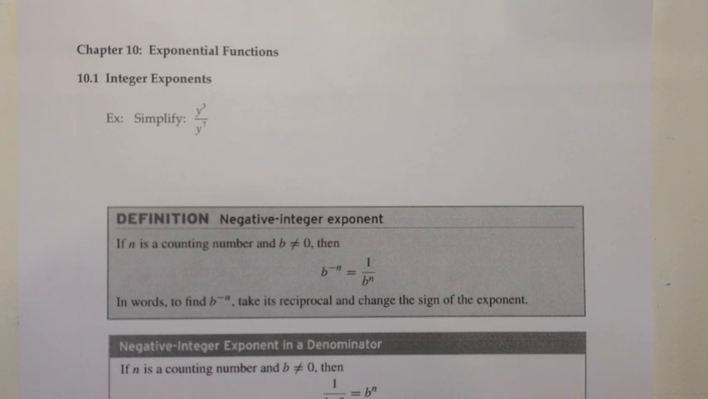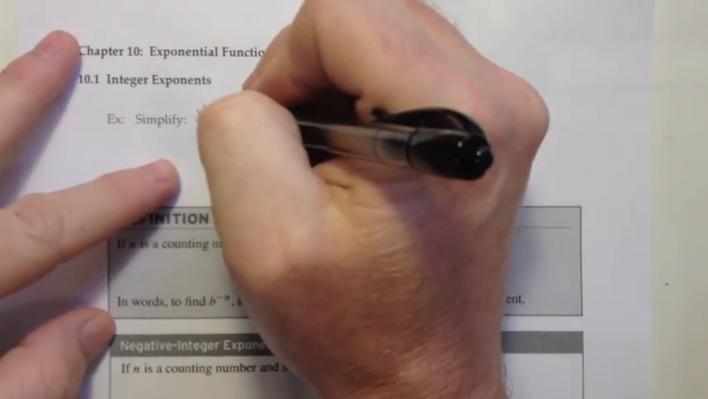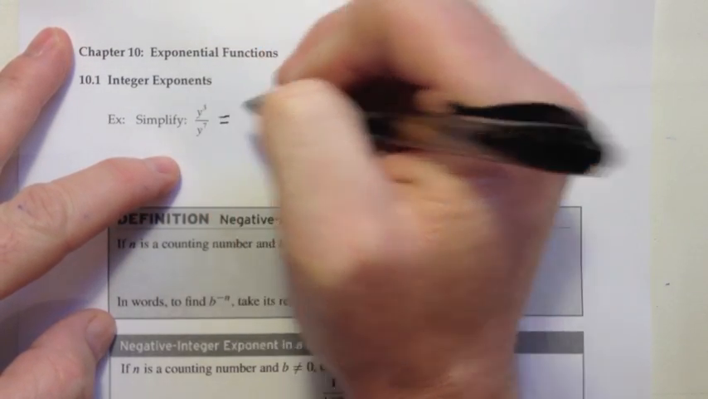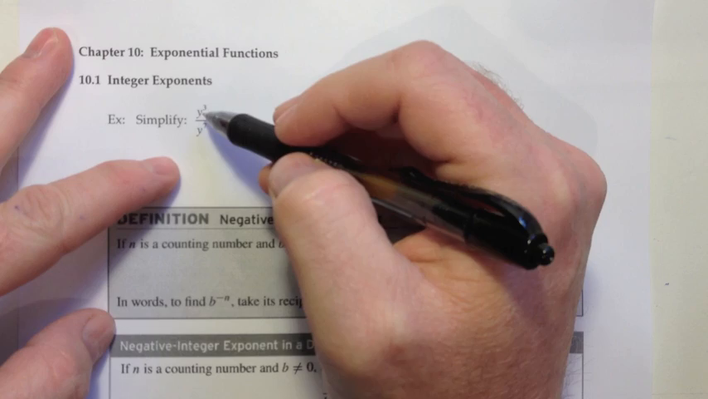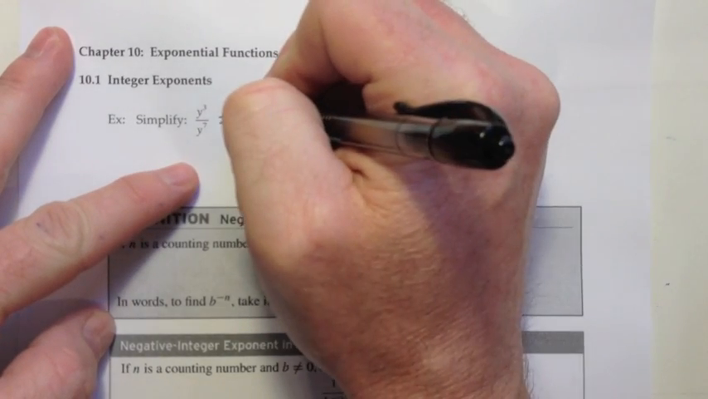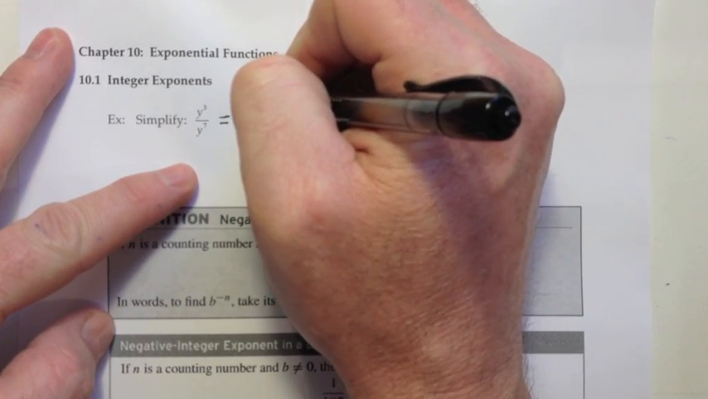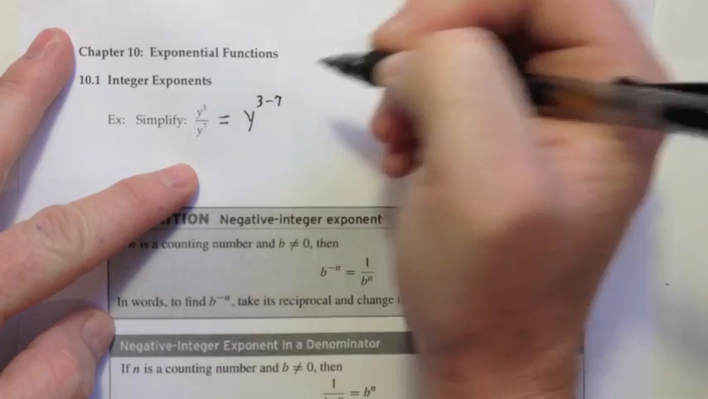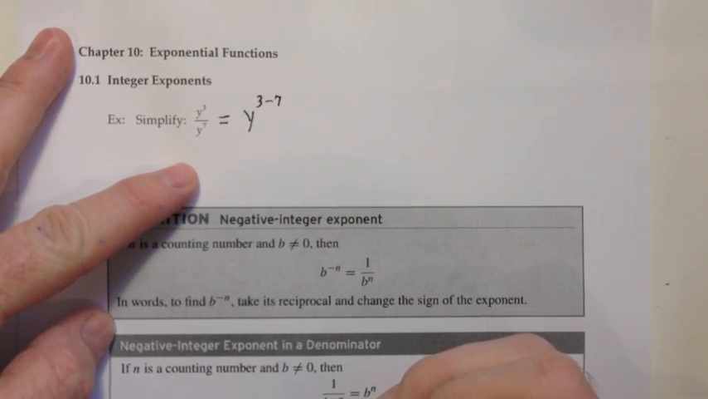Section 10.1, Integer Exponents. So let's go ahead and look at an example that will lead us to a negative exponent and then see how to deal with that. So they're asking us to simplify y to the third over y to the seventh. One way I could attempt to deal with that is to use the rule that says if you have a division where the bases are the same, then you subtract the bottom exponent from the top exponent. So that would be y to the 3 minus 7.